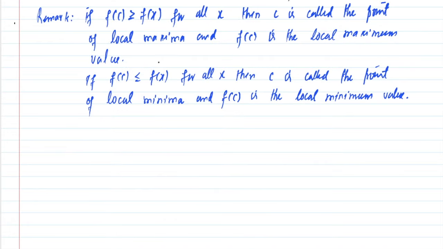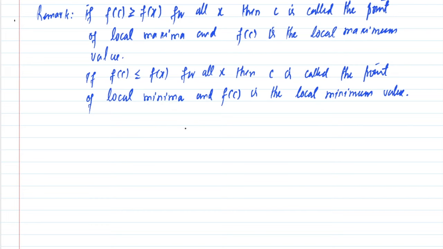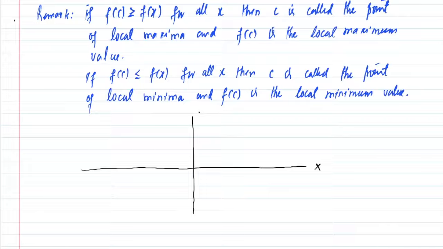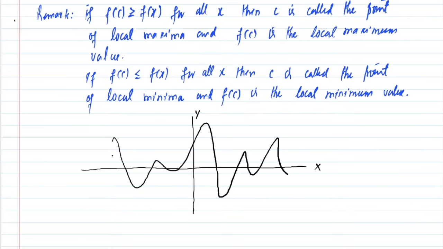Now let's try to understand these local minima and local maxima graphically. So here we construct one random curve. Suppose this is the x-axis and this is the y-axis. Now let's try to make a curve like this. Assuming that this is the point A here, and suppose this is the point B here, we take this curve from A to B.